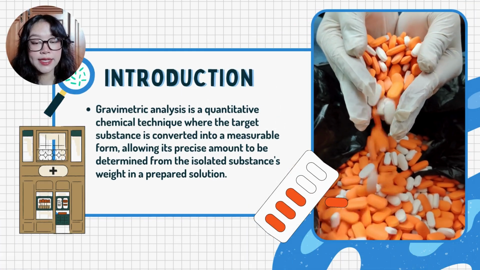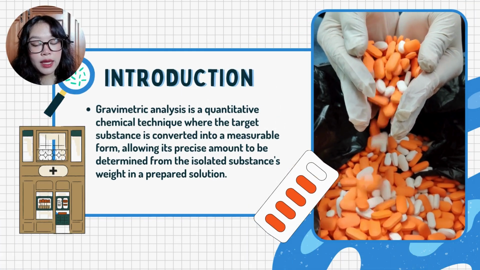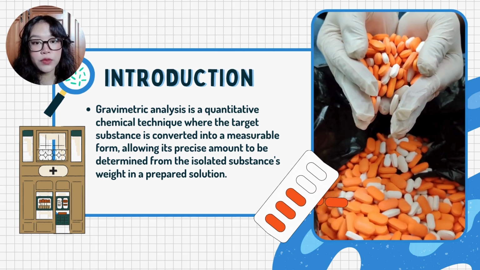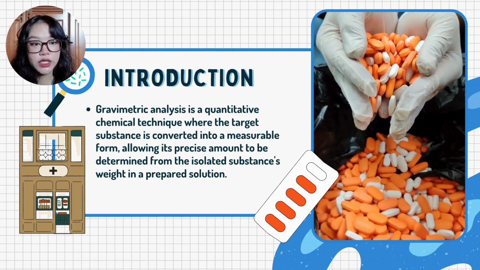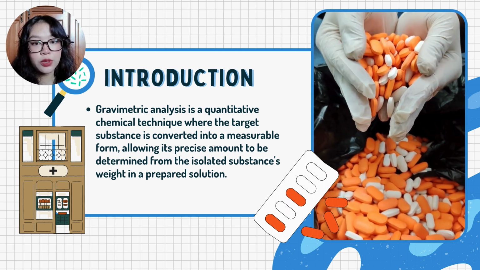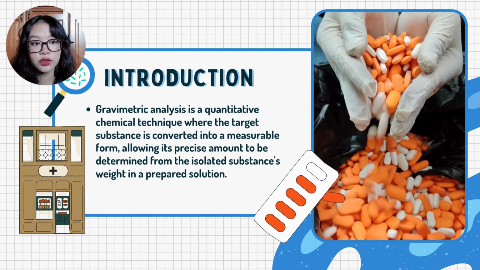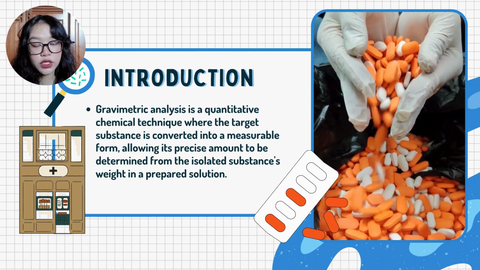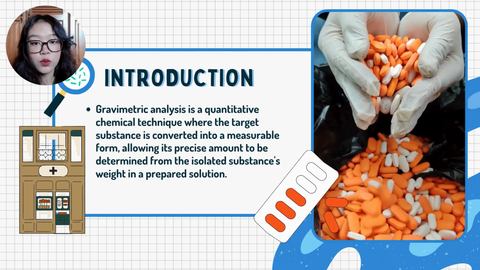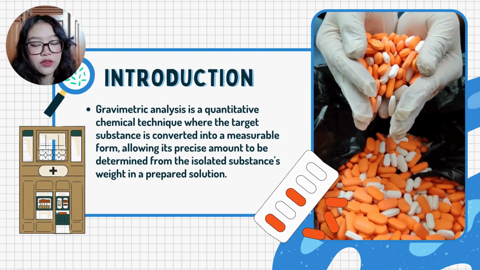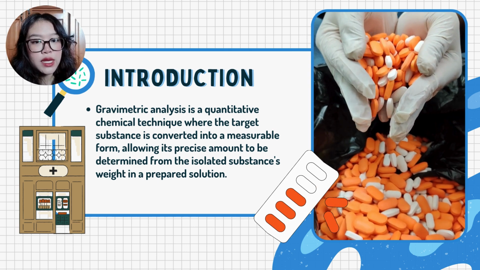So what is gravimetric analysis? Gravimetric analysis is a technique used to measure the amount of substance in a sample by converting it into a solid that can be weighed. First, the substance is changed into a solid form. This solid is then separated from the solution, usually by filtering. Next, the solid is dried to remove any moisture. The dried solid is weighed using a precise balance. Then finally, the weight is used to calculate the amount of original substance in the sample.